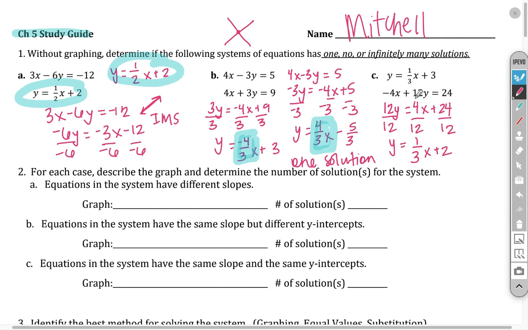So notice that our slopes are not positive and negative. They are the same slope. Say this is our y-intercept, and we've got one crossing at 3. It's going to cross somewhere like that. And then this one has the same slope, and it's crossing at 2, which means it's going to cross right below it. So these are parallel lines, meaning they never intersect. So this is going to be no solution.